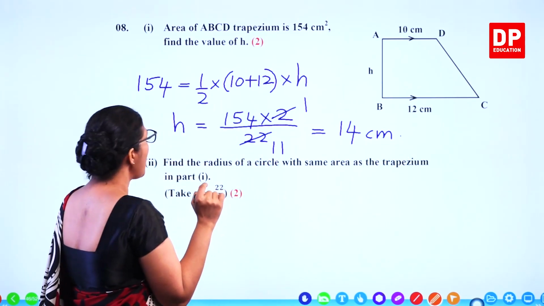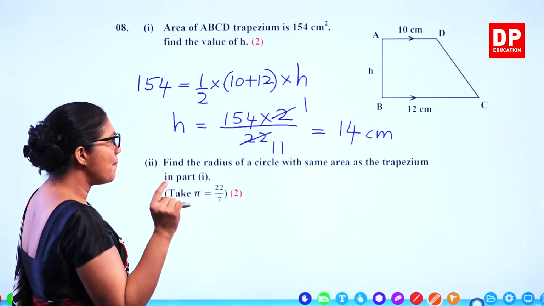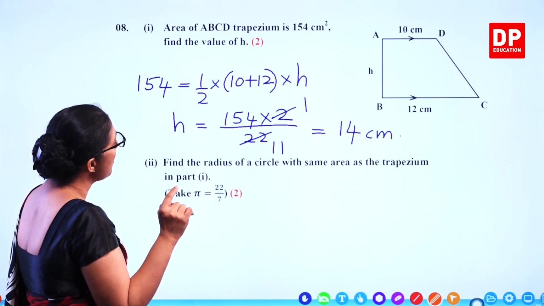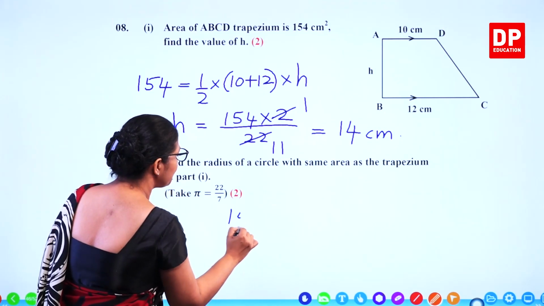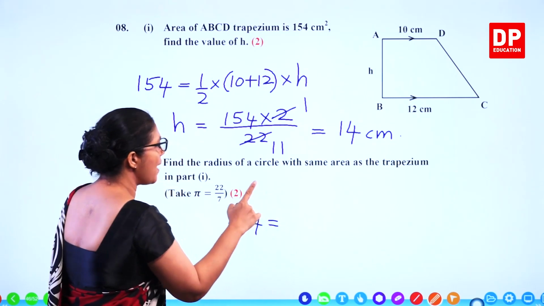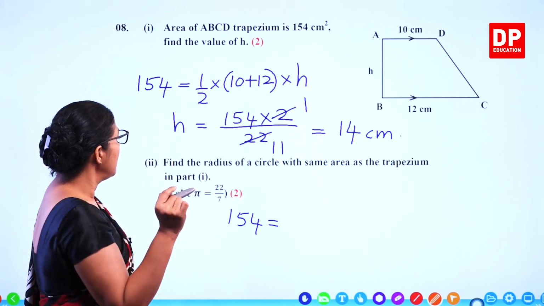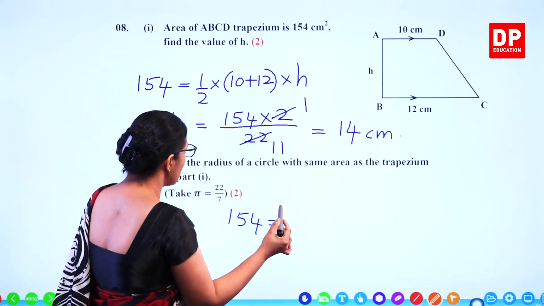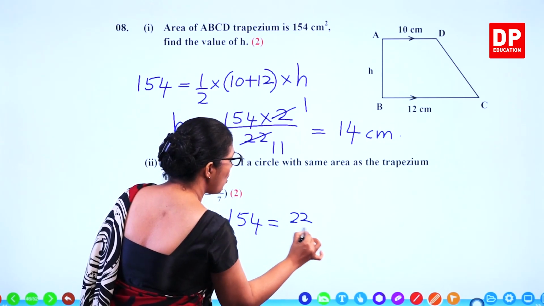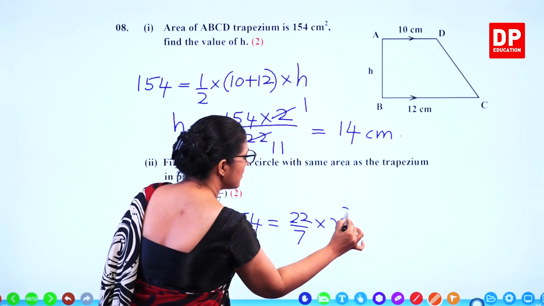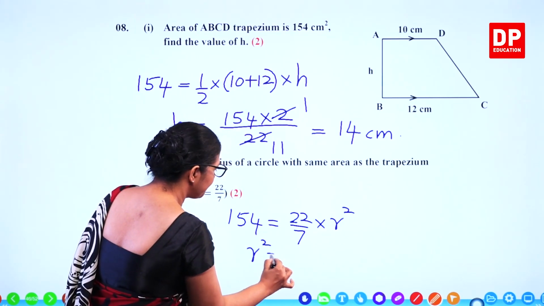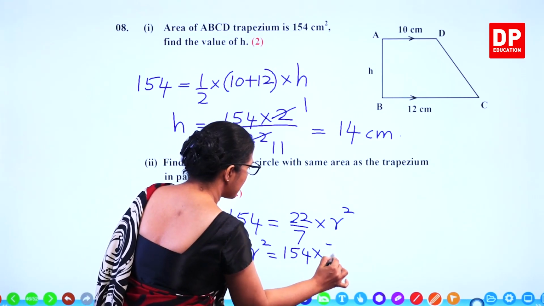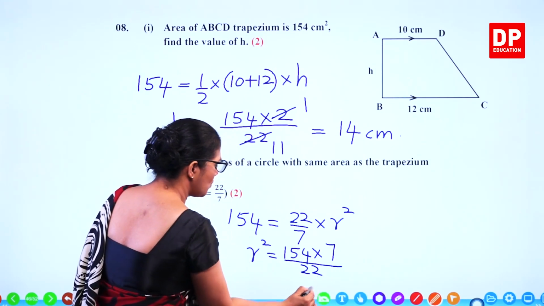And the next one, find the radius of a circle with the same area as the trapezium in part 1. Same area, so 154 is the same as the area of the circle. Pi r squared is the area of the circle. Pi, that's 22 over 7, times r squared. So what's r squared? 154 multiplied by 7 over 22.